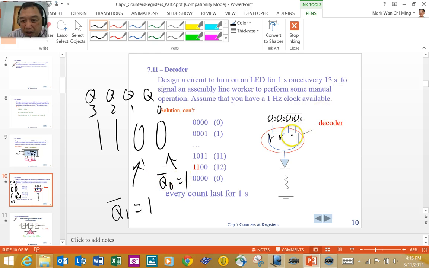So when that happens, it's 1, 1, 1, 1. Am I correct? This is a 4 input AND gate, right? So the output here will be a 1. So your LED will turn on. Got it? When it's 1, 1, 0, 0, the LED turns on. It turns on for 1 second because the next count will be 0 already. Right? That's it. As simple as that.